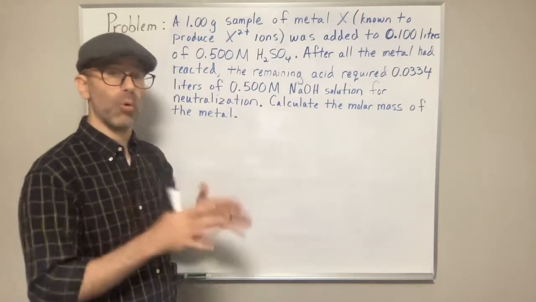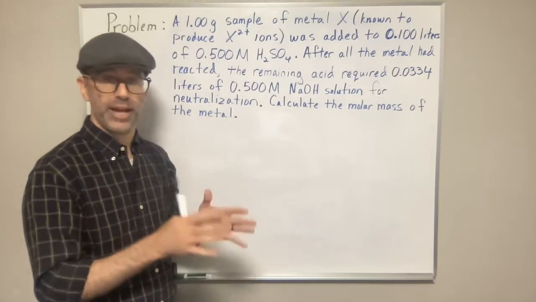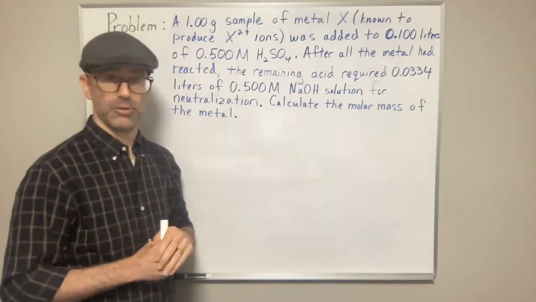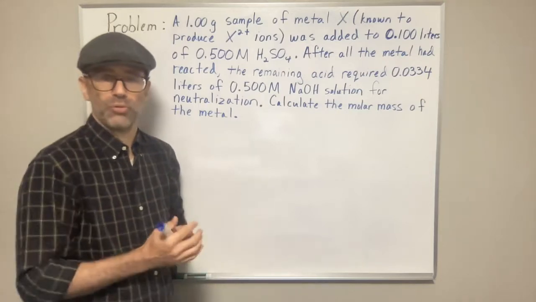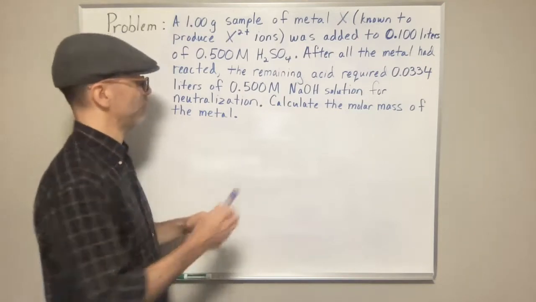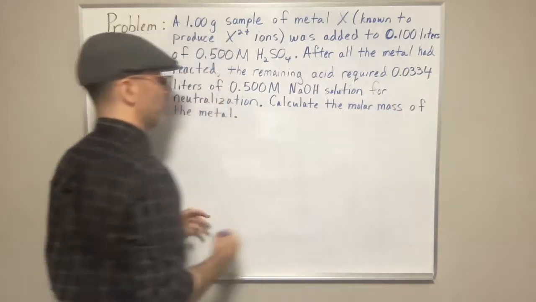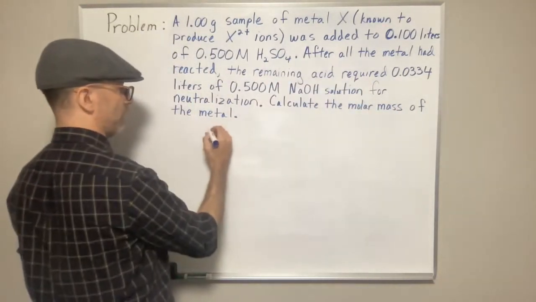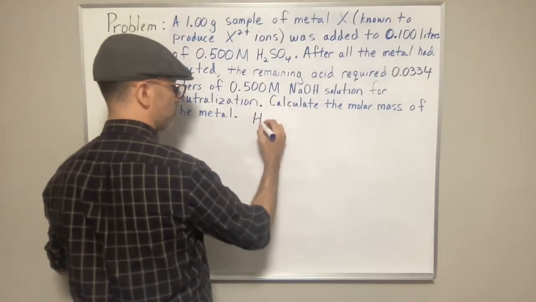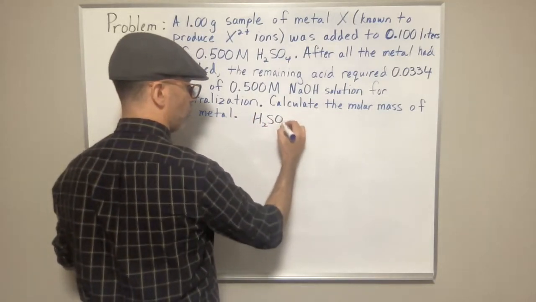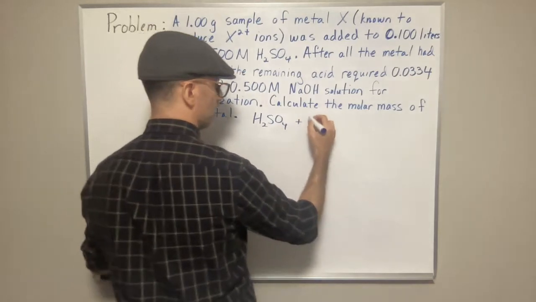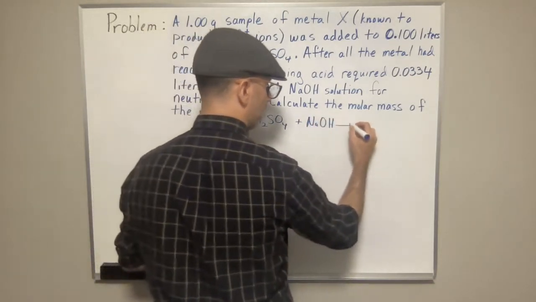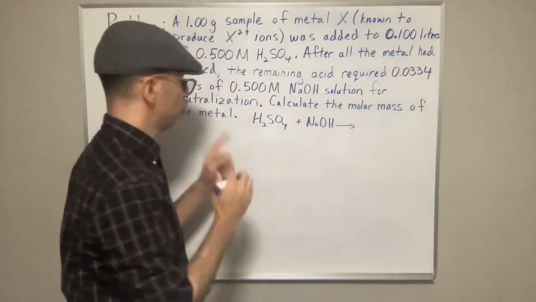So we need to find the moles of H2SO4 that reacted. So we need to subtract out the amount that didn't react. So we need to figure out how many moles did not react. And so that's where the base comes in. So the reaction of the base with the acid, if we write that formula here, H2SO4 plus NaOH, and that's going to give us two products.